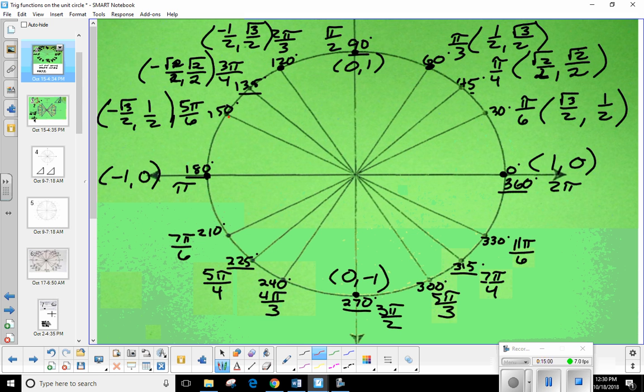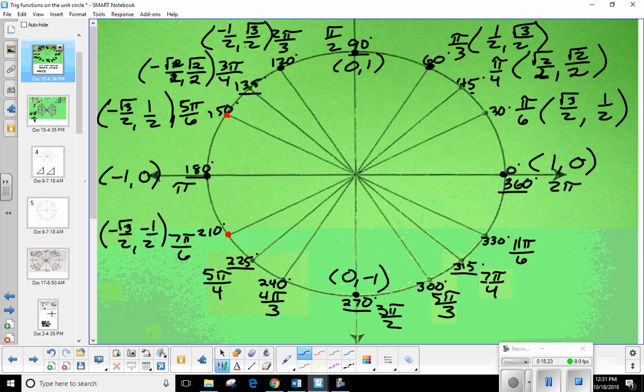So this right here, the one we just got at 150, that would correspond to 210, right? Those would match up if I folded along the x-axis. Well, what's going to change here? Yeah, see here in the third quadrant, they're both negative. So for 7 pi over 6, this would be negative square root of 3 over 2, negative 1/2.